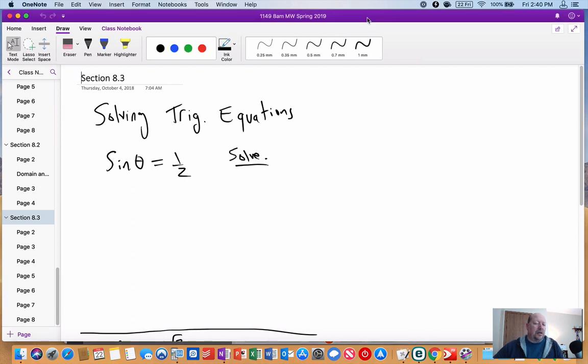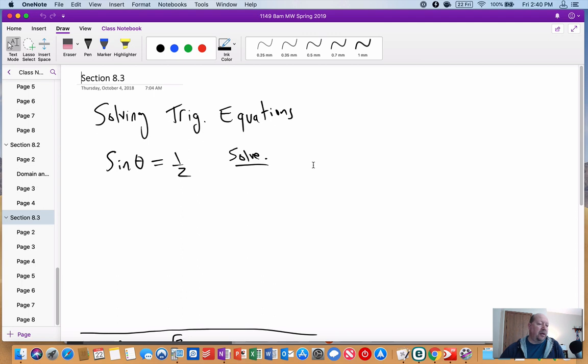Alrighty, this is section 8.3, Math 1149, and we are talking about solving trig equations. In this first part, we're going to just cover some basic equations, and then after that, we'll get into how to solve some different categories of trig equations.